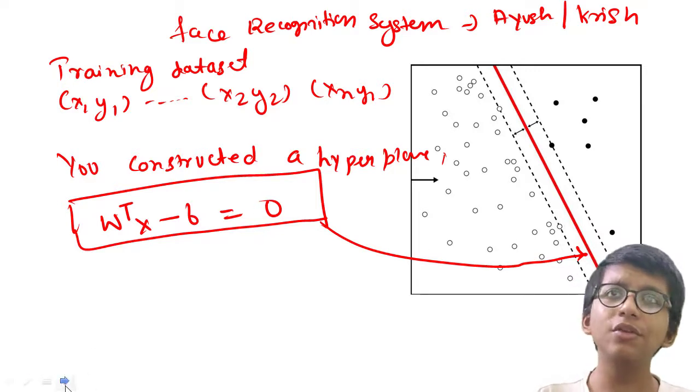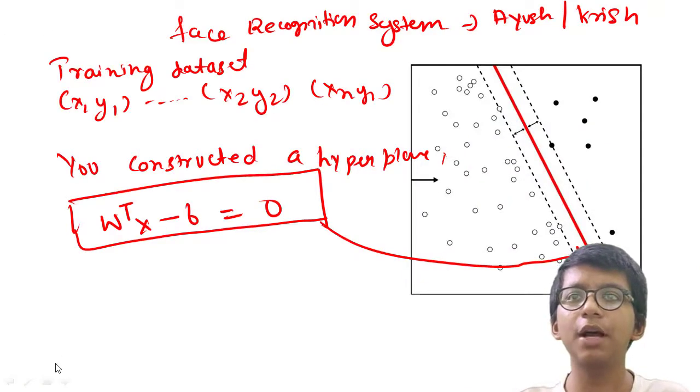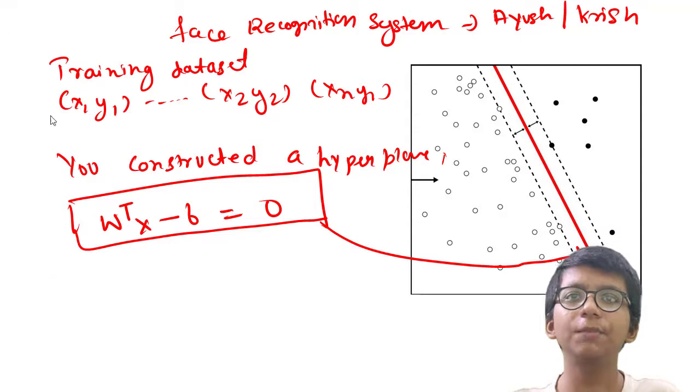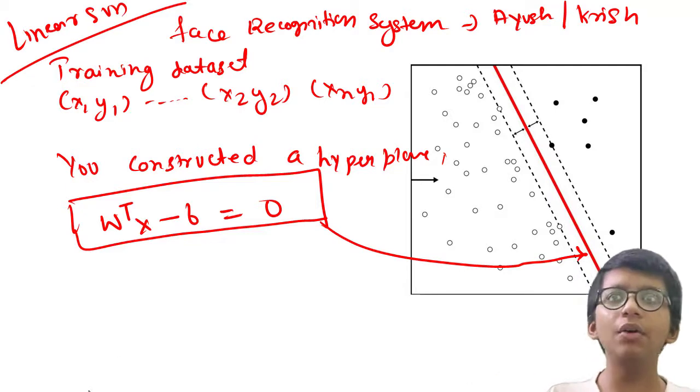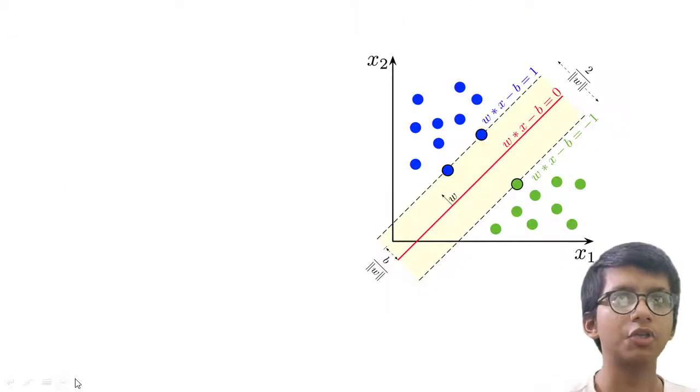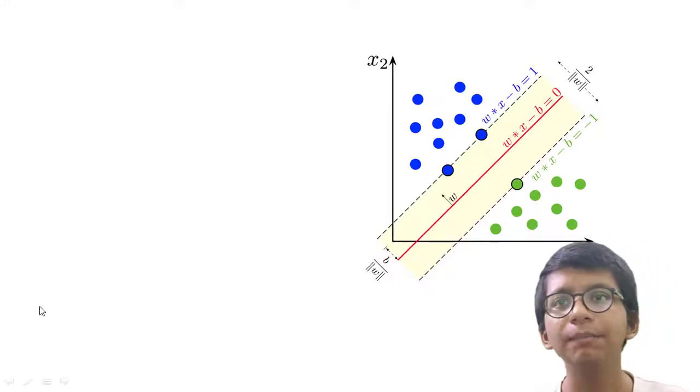So we are talking about linear SVM over here. Let me write it down: Linear SVM. Now let's talk about hard margin. Again, we will revisit how it is computed.